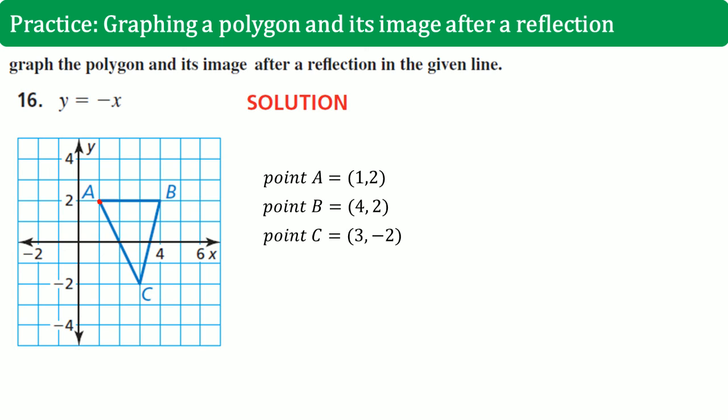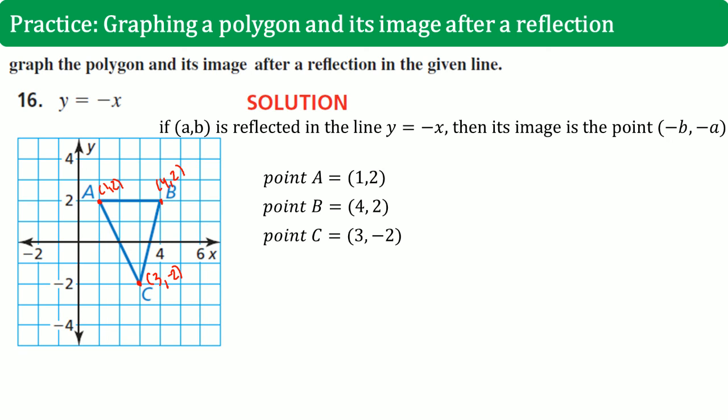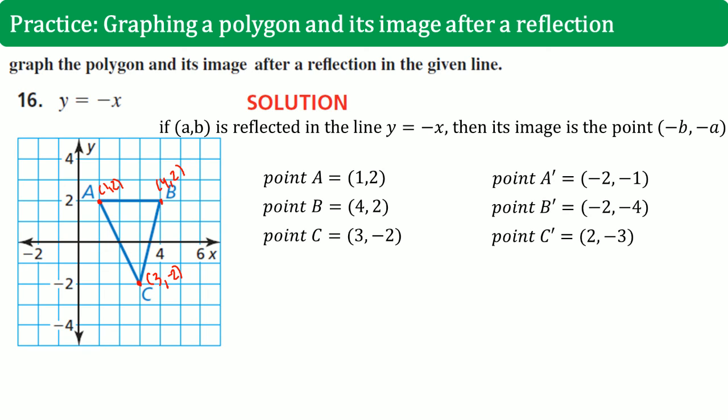The A value here is 1 comma 2. The B value here is 4 comma 2. And the C coordinate is 3 comma negative 2. Now we're going to apply the rule. If a comma b is reflected over y equals negative x, then you flip it and you change the sign. So we flip it, it becomes 2 comma 1, and both of them are now negative. This flips, it should be 2 comma 4, and there should be both negatives. That's correct. It flips, so in front it's now a positive 2 comma 3, negative 3, because it was a positive 3, now it becomes a negative 3.